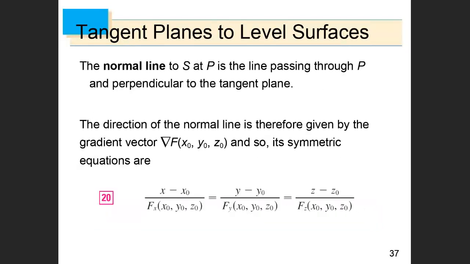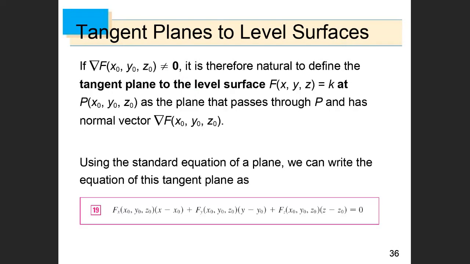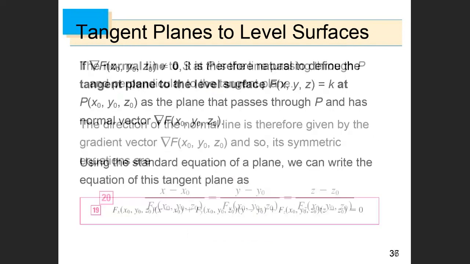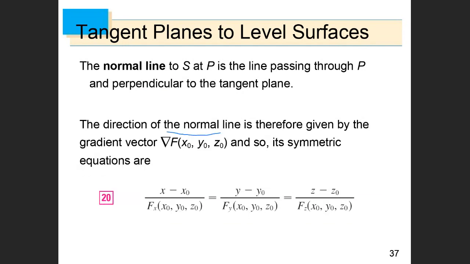So the normal line to S, what is a normal line to S at P? It is the line passing through P and perpendicular to the tangent plane, which means it's a line that is carrying the gradient, as you've seen in the figure. If you go back to this figure, the line would go just like this. So the direction of that normal line is given by the gradient vector, and its symmetric equations are given by this equation.